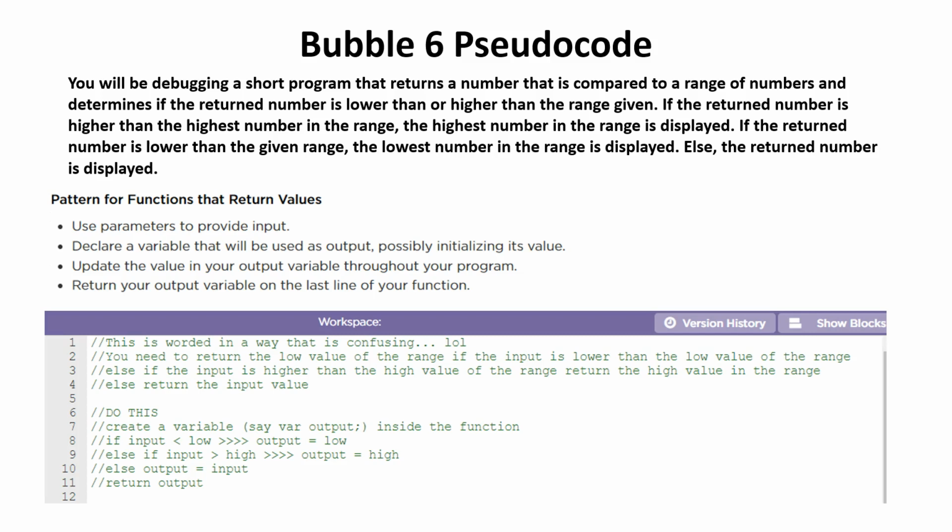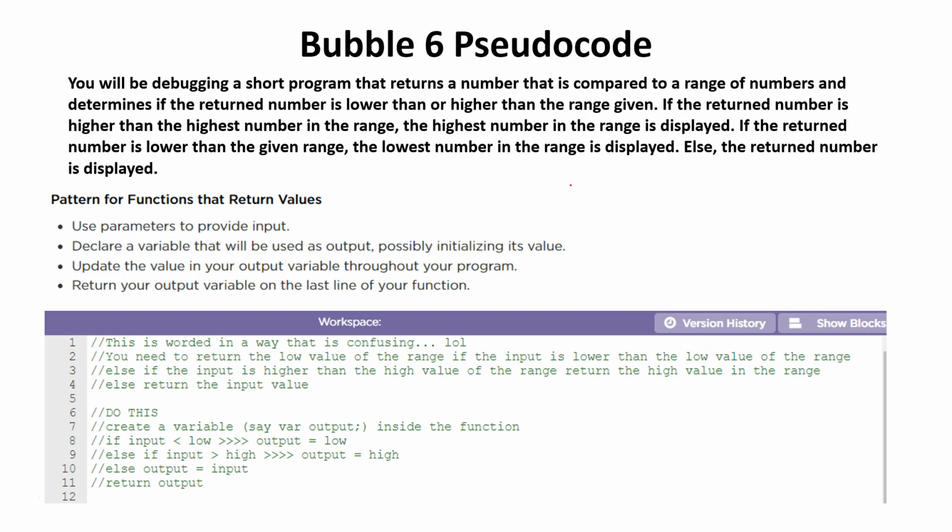You don't have to come back to this, but you can just come back to the actual PowerPoint and move forward in the PowerPoint to this slide. So bubble 6, you're going to be debugging a short program that returns a number that is compared to a range of numbers and determines if the return number is lower than or higher than the range given. If the return number is higher than the highest number in the range, the highest number in the range is displayed. If the returned number is lower than the given range, the lowest number in the range is displayed, else the return number is displayed.